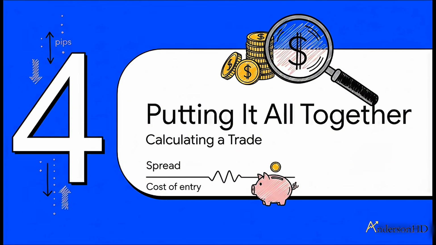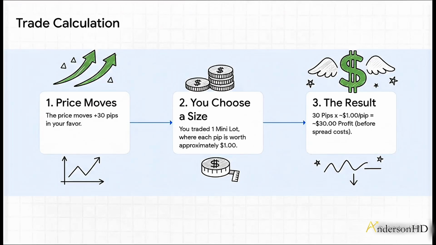Now, let's put it all together and see how a trade's outcome is actually calculated. Let's run through a super simple scenario. Let's say you get into a trade, and the price moves 30 pips in your favor. Fantastic. You decided to use one mini lot, which we know makes each pip worth about $1. Well, the math is pretty easy. 30 pips times $1 per pip gives you a $30 profit before we subtract the small cost of the spread. You can see that direct, powerful link between these three things.